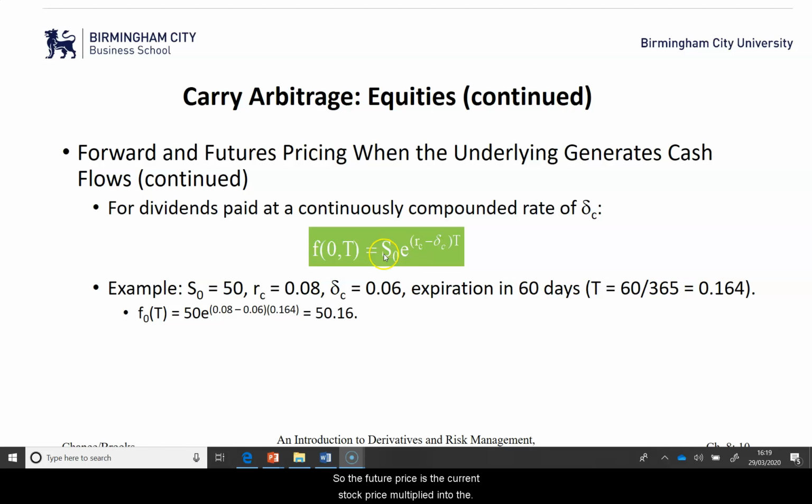So the future price is the current stock price multiplied by e raised to the power of the risk-free rate, which is continuously compounded, minus delta C, which is the continuously compounded dividend yield, multiplied by the time to expiration. So we have an example here where the current stock price is 50, the continuously compounded risk-free rate is 8%, and the continuously compounded dividend yield is 6%. Expiration is 60 days, and if we use these inputs in the model here, we get the future price equal to $50.16.